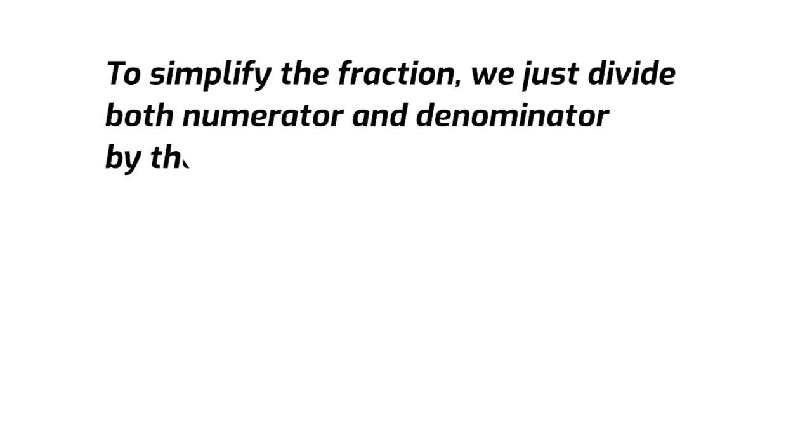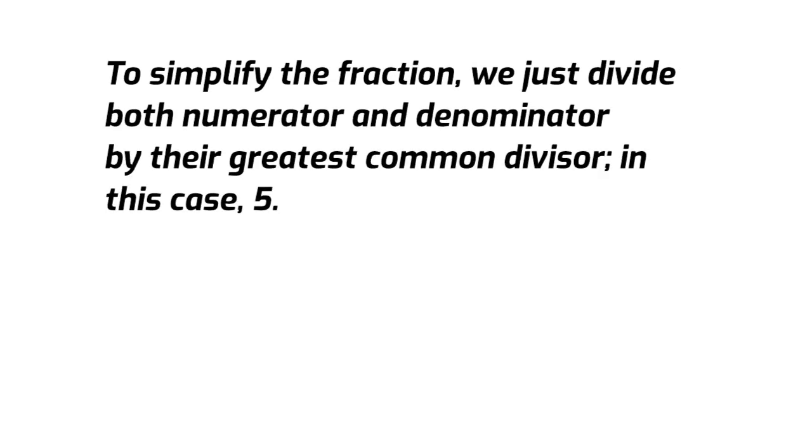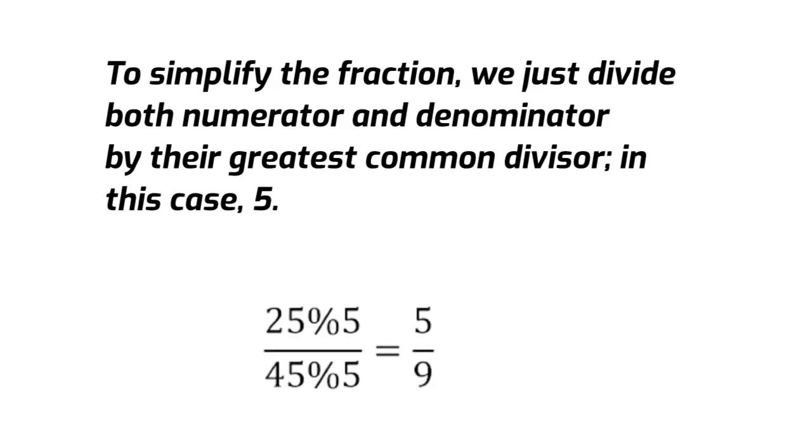To simplify the fraction, we just divide both numerator and denominator by their greatest common divisor, in this case, 5. 25 divided by 5 is 5. 45 divided by 5 is 9. So, our simplified fraction is 5/9.